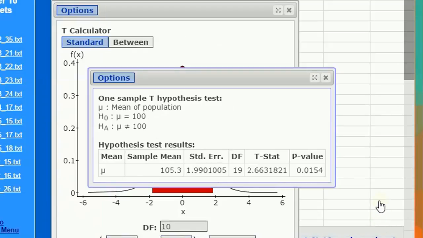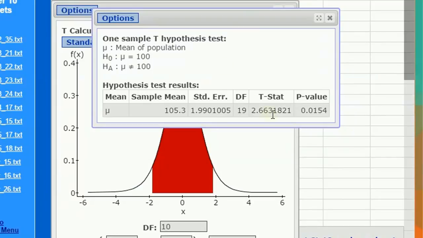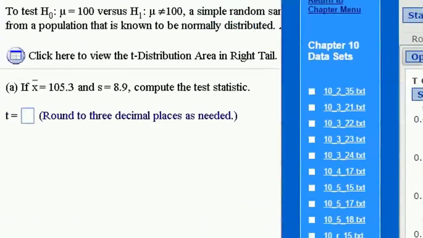This is going to give me my output. This gives me the t statistic and the p-value, so you can make your conclusion by the classical or the p-value approach. It's asking for the t statistic. Let's bring it in with 3 decimal places, 2.663.